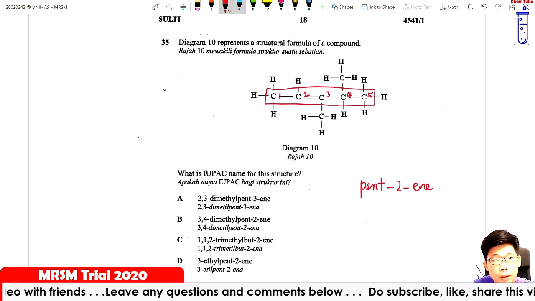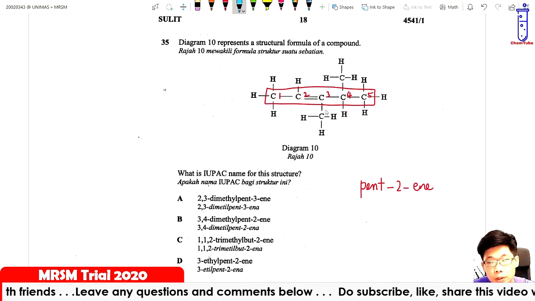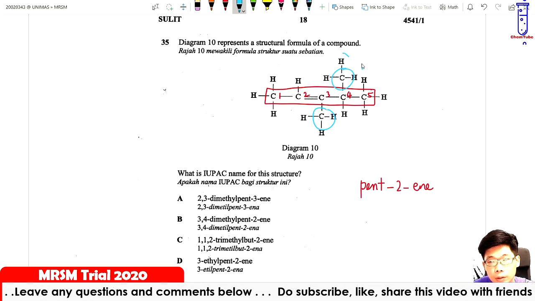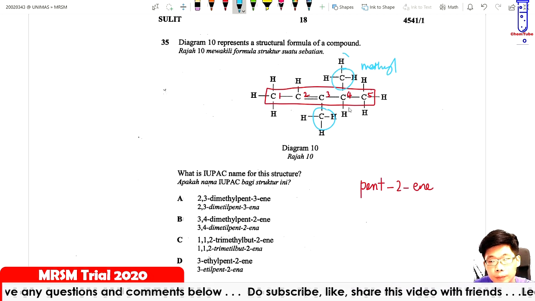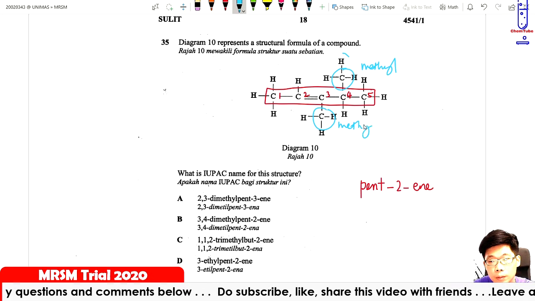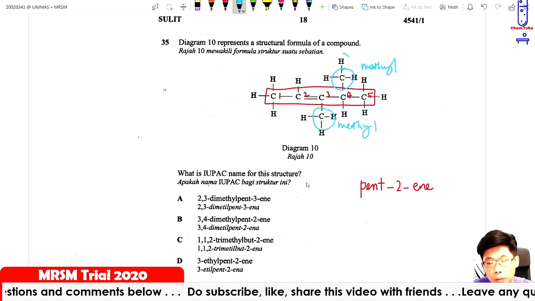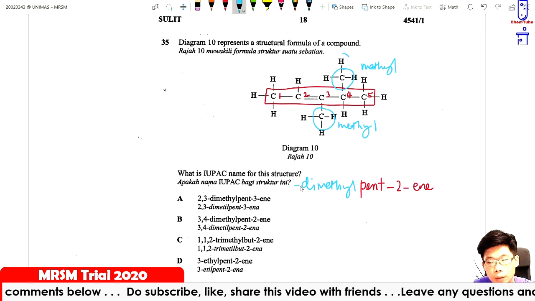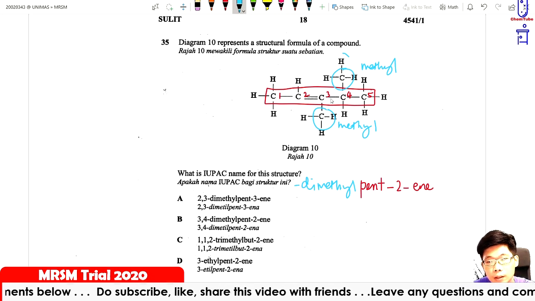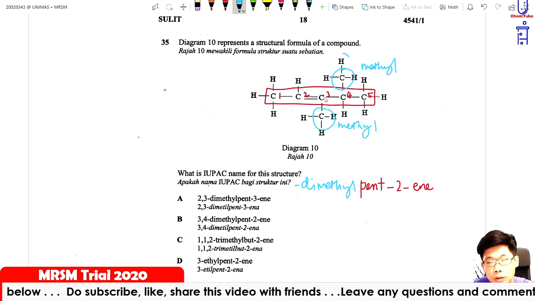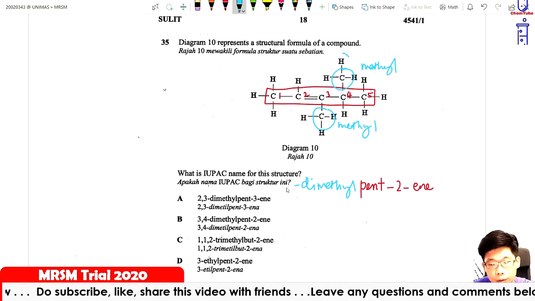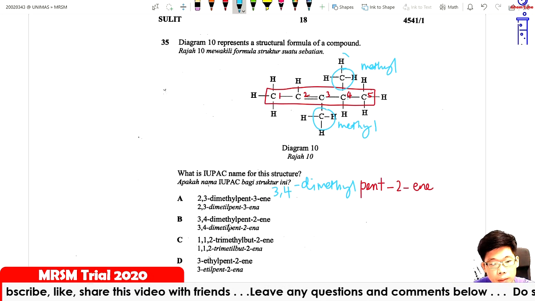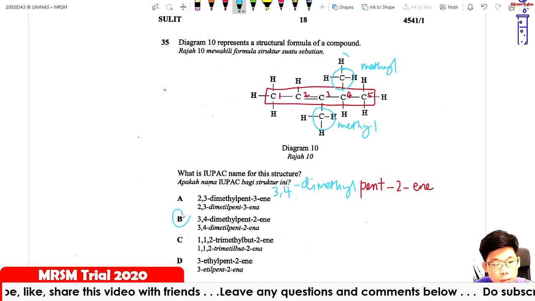Next one will be the branch. The branch will be this one carbon, and this one 1 carbon, so it will be methyl. This one also methyl. So there are 2 methyl, so we put dimethyl. Where is the location of the dimethyl? One at carbon number 3 and one at carbon number 4. So it will be 3,4-dimethylpentene. So B is the answer.